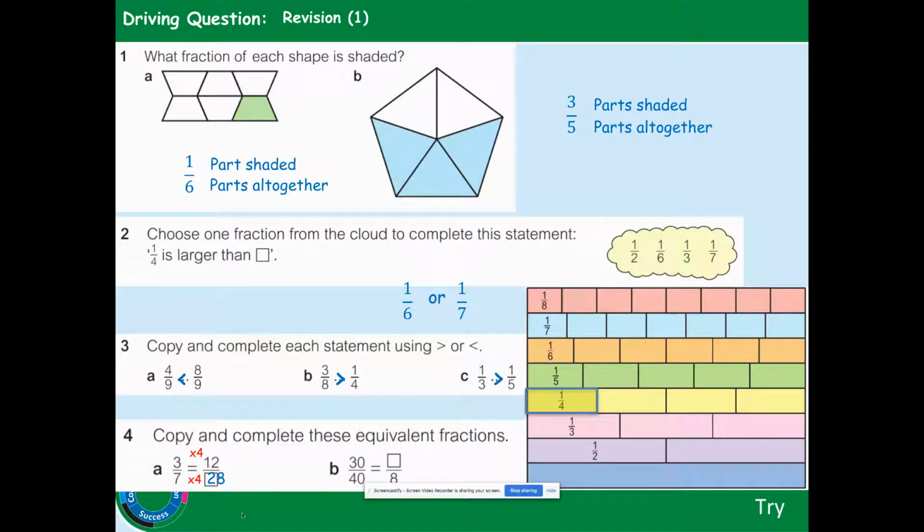30 40ths. What do you have to do to the 40 to get 8 as an answer? So instead of multiplying, we're going to divide. So we have to think, how many times does 8 go into 40? So we've got 8, 16, 24, 32, 40. That's 5 times. So we have to divide by 5. That means we have to divide the top by 5. So 30 divided by 5 is 6. So 30 40ths is equivalent to 6 eighths.